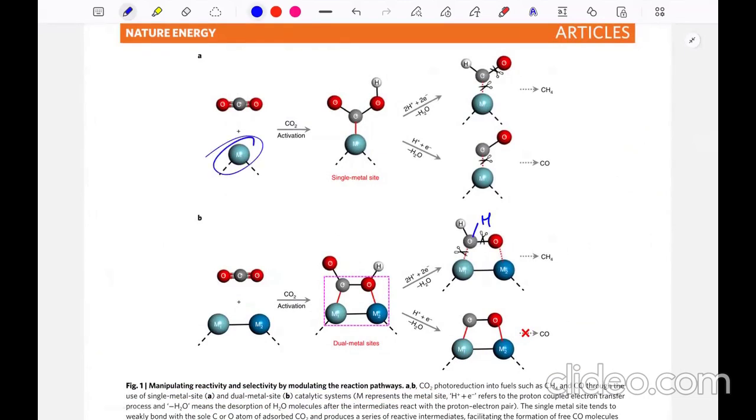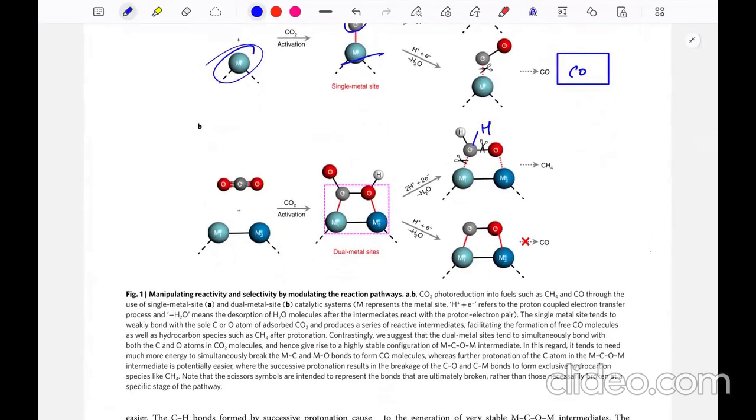If there is a single metal atom site, then either carbon will bond to metal or oxygen will bond to metal, and then after a single bond breaking between metal and carbon or metal and oxygen, various products will form, CH4 will form or CO will be formed. So this is the general one.